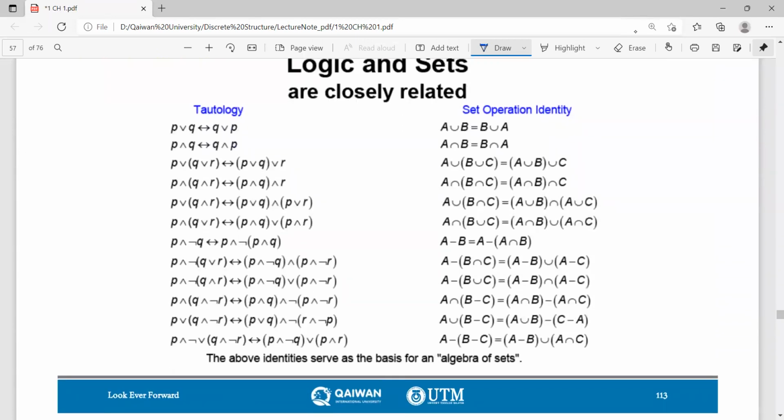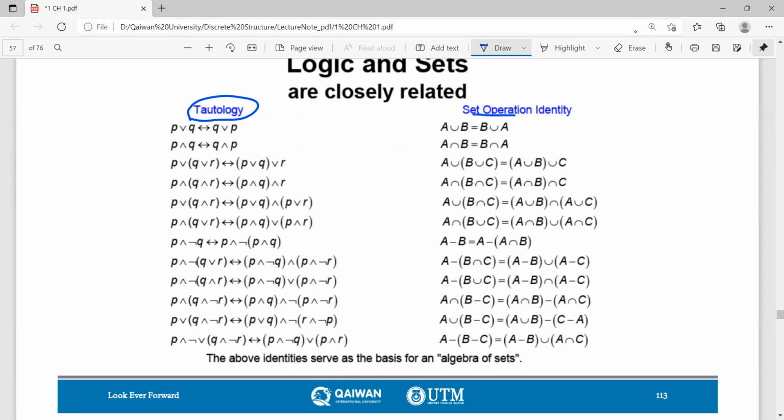Now you have logic and sets. Look, here you say tautology. Tautology means the result is true, all true. If we do this one, the final column is all true. All the statements are true in the final column. The result is true. That means tautology.